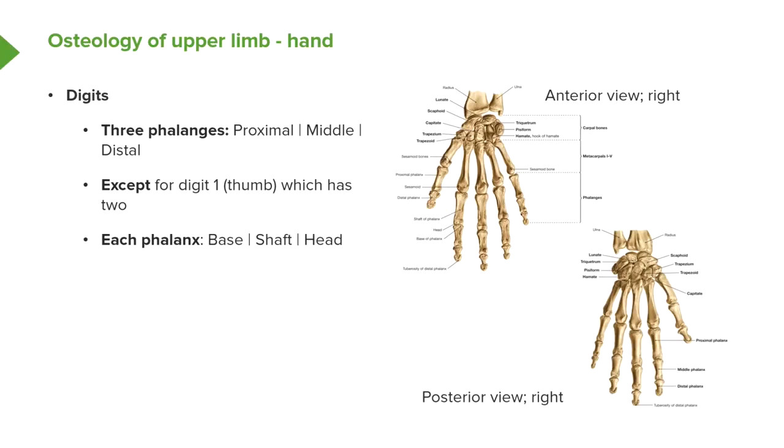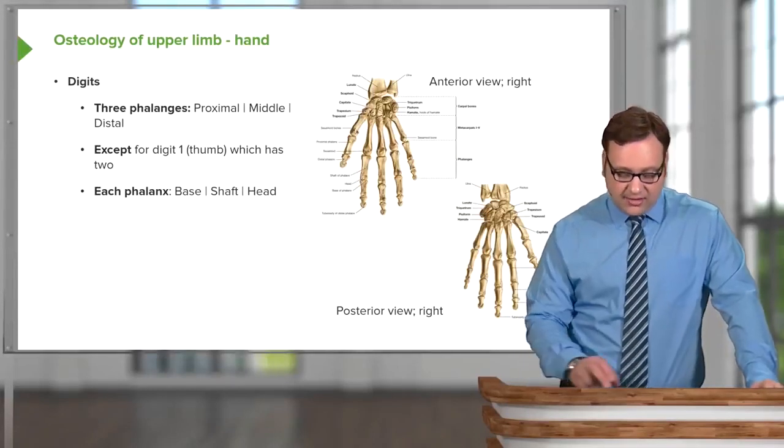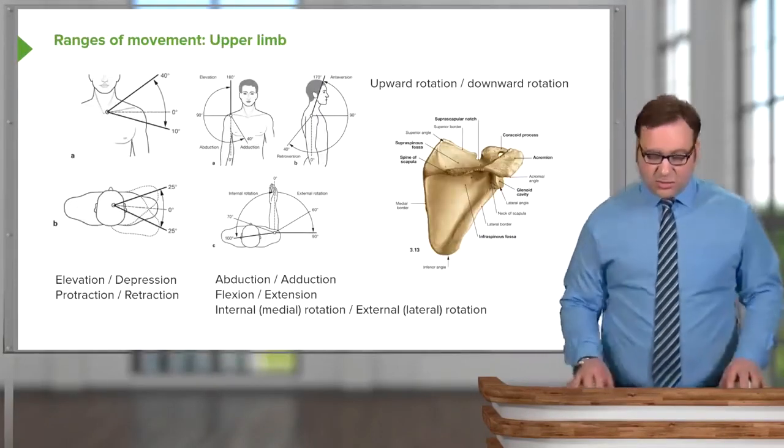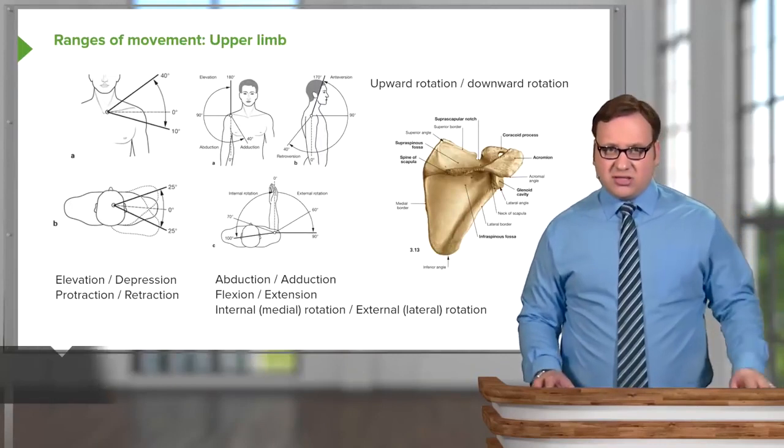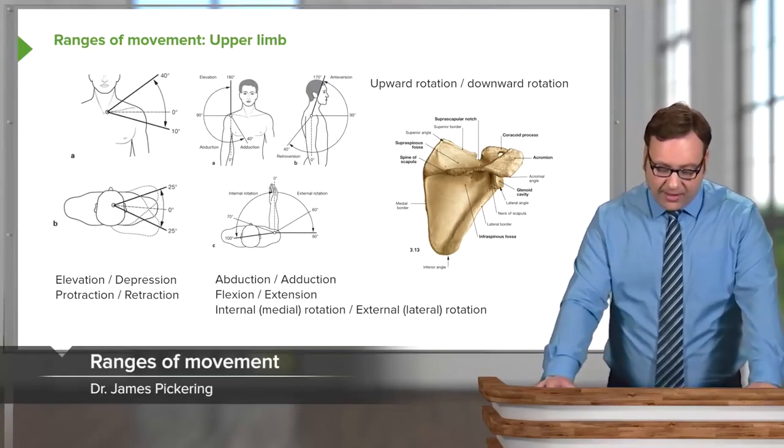So there we have the various bony features that make up the hand: the carpals, the metacarpals, and the phalanges. And to finish, I just want to talk about the various movements that are allowed to occur at the upper limb.